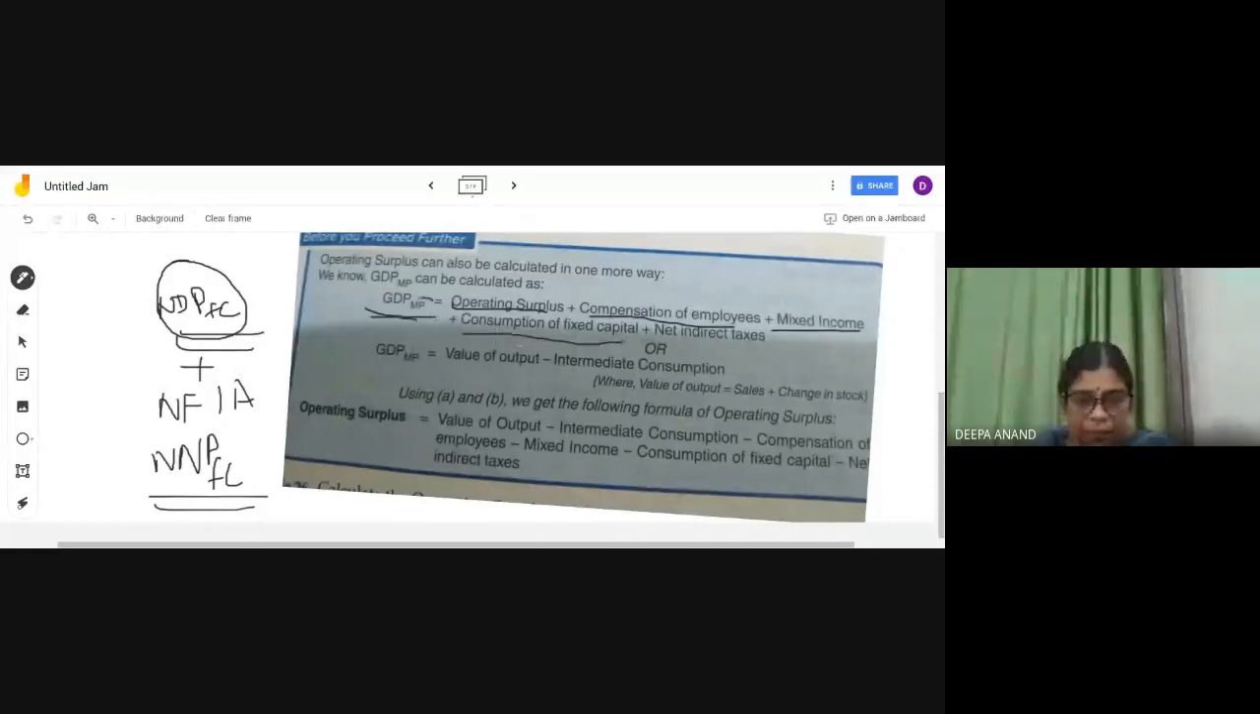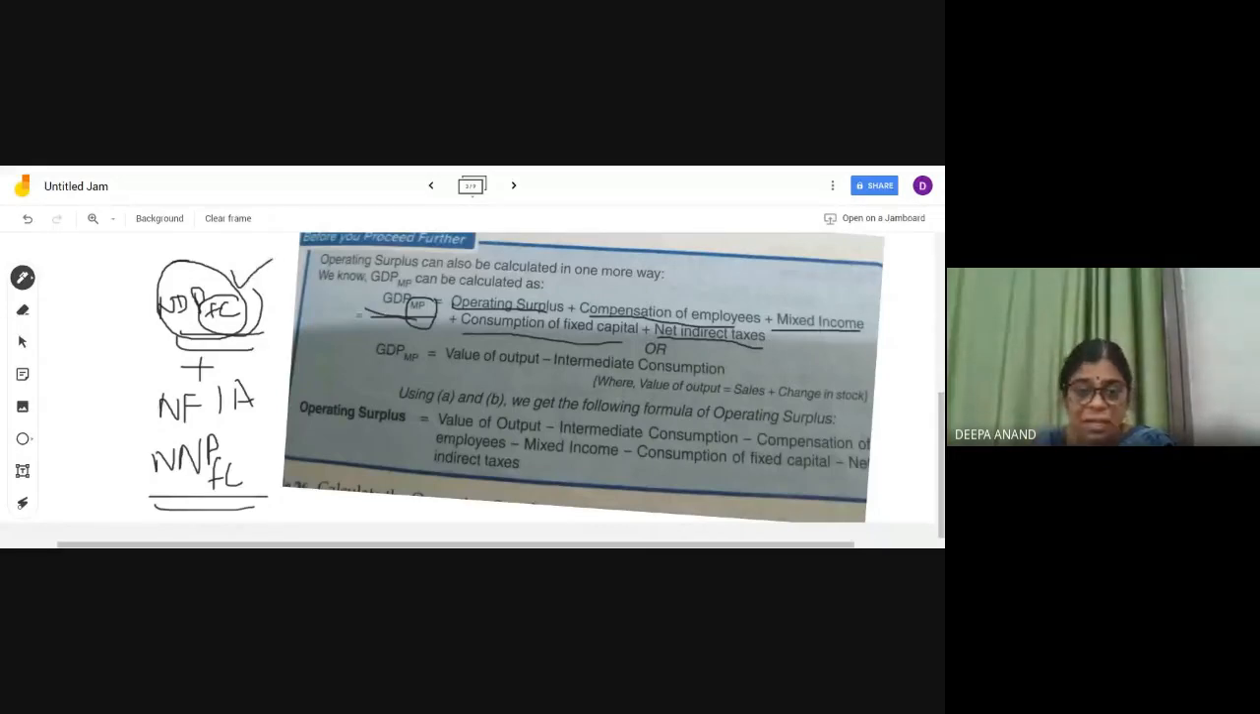Okay, and this is MP. In order to make this FC to MP, you have to add the net indirect tax. That is why the equation is like this in this case. Normally, what we get by adding these three things, operating surplus, compensation plus mixed income, whatever details are given, when we add these main three heads, what you get is NDP at FC.